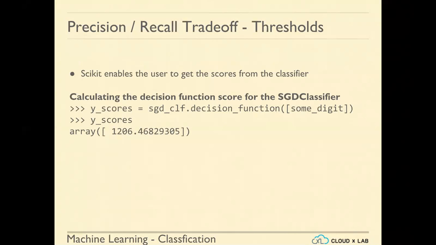Now, to find out the scores, you can always use a function called decision function. For say an SGD classifier, after fitting or generating the model, you can use a function called decision function and pass some digit, and it would give you the scores. It will give you how well some digit is a 5. Let me just show you. I think that'll be better.